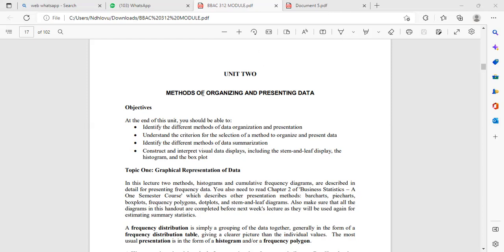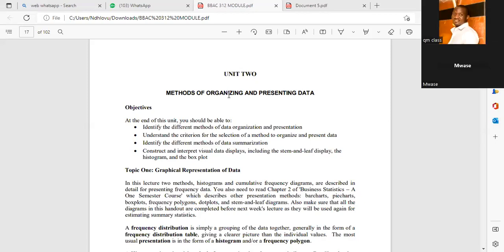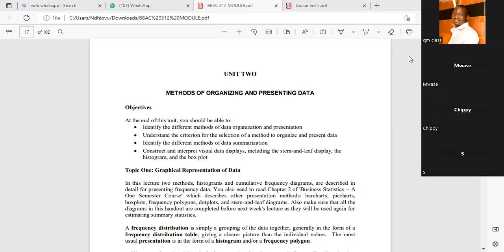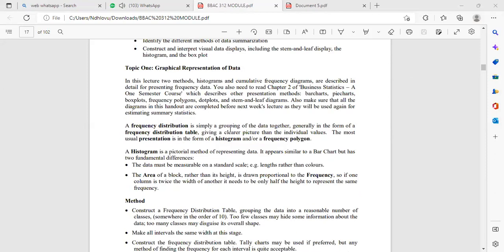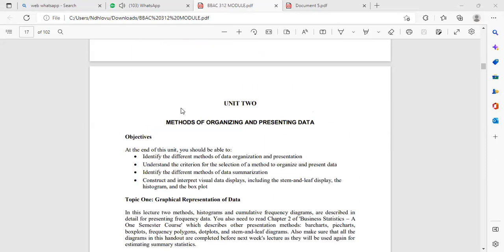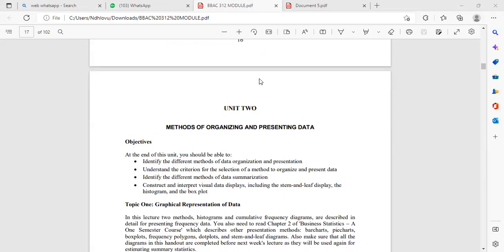All right, so now we get to the method of organizing and presenting data. Here we look at a number of things: the frequency, the histogram. First and foremost, we look at the graphical presentation of data, which is the histogram.